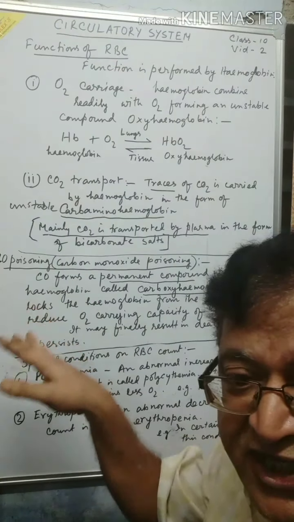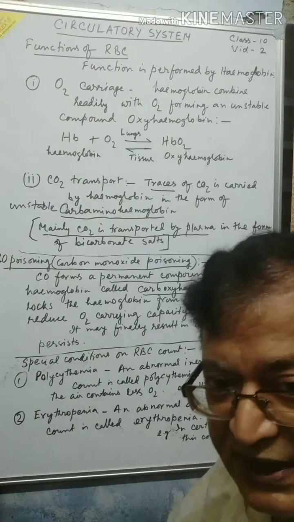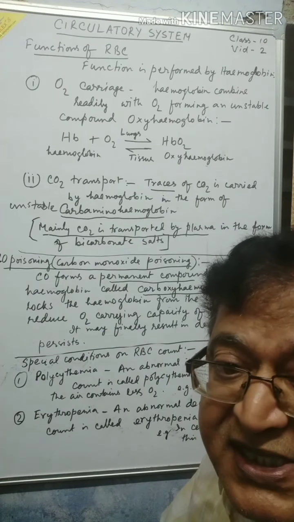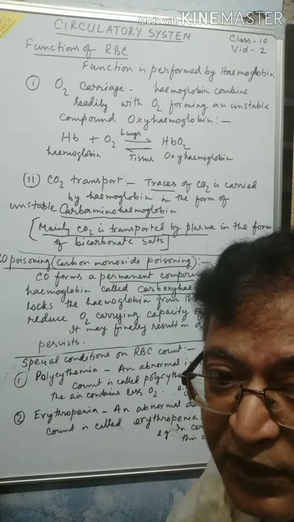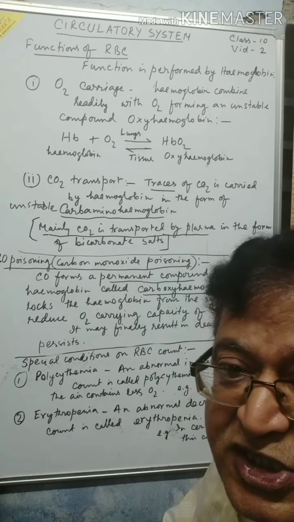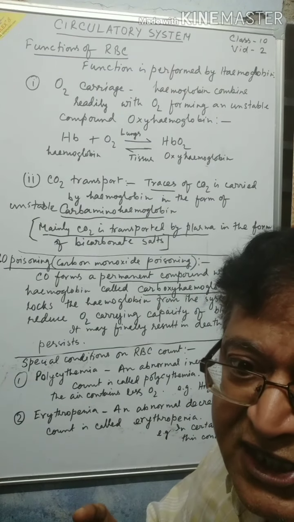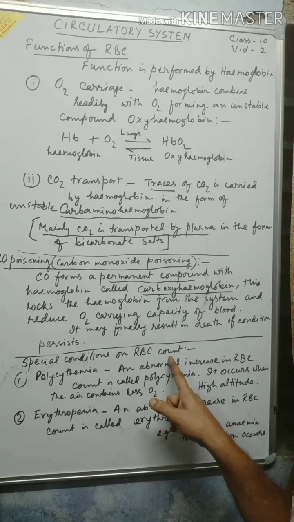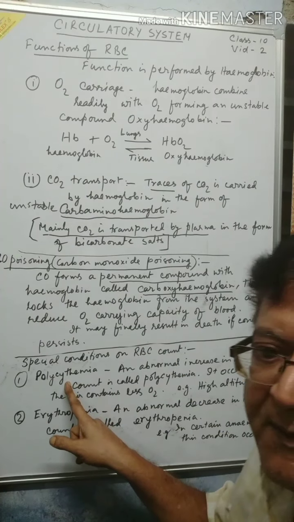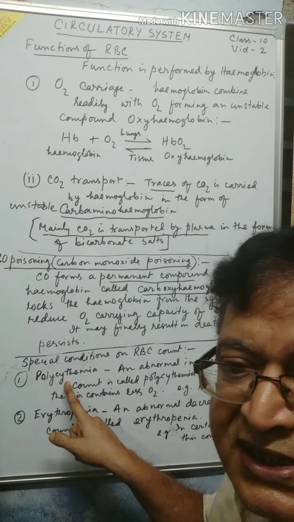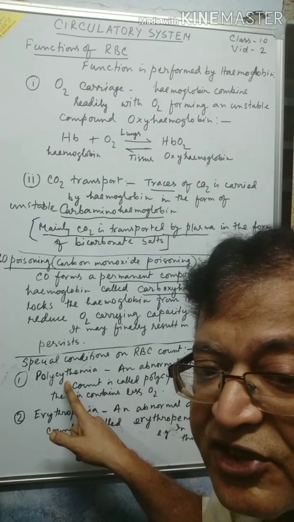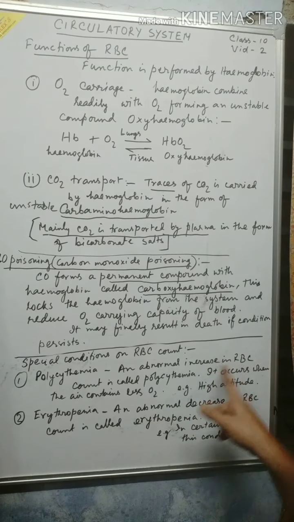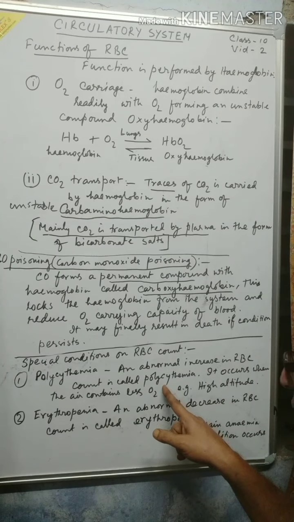After this, the functioning of hemoglobin is covered under function of RBC. RBC count is also very important. Some abnormal conditions of RBC count also have to be noted down. Special conditions of RBC count. Polycythemia. Polycythemia means high concentration of RBC. An abnormal increase in RBC count is called polycythemia.